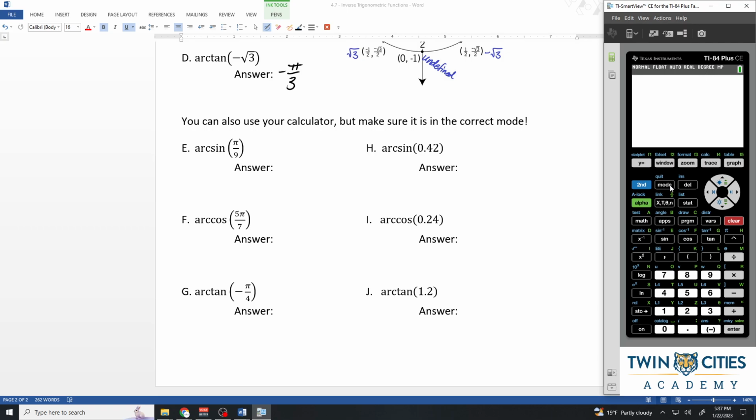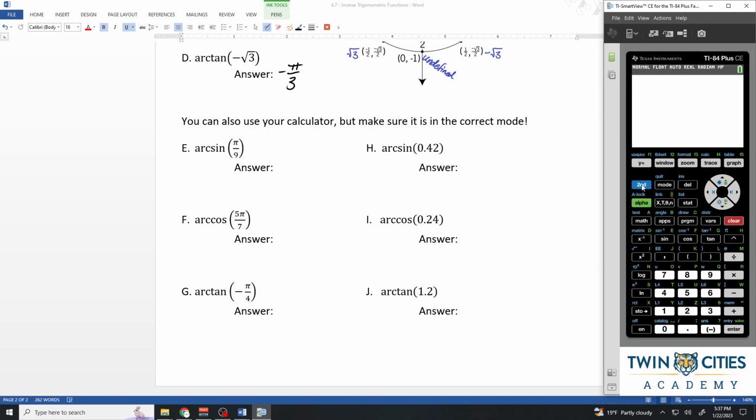I'm going to hit mode. And then I see right here, radian, degree. I'm going to go down to radian, enter. And then you'll see two things. Now radian is flashing, and at the top, it says radian here. So now my calculator is in radians. I can go ahead and clear this menu and start putting in arcsine of pi over 9.